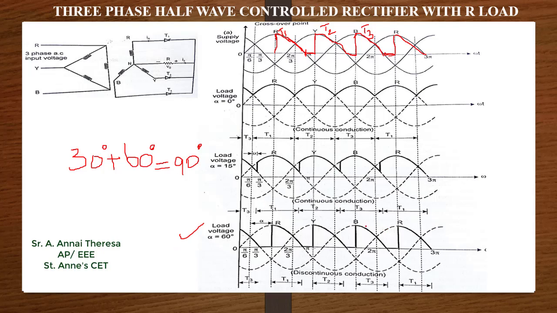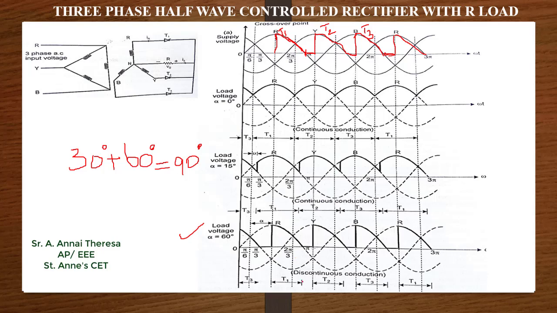I hope you understood the concept. For alpha equal to 60 degrees, that means 60 plus 30, 90 degrees, we are triggering the thyristors at 90 degrees. The phase which is maximum, the thyristor connected in that phase is triggered: for R phase T1, Y phase T2, B phase T3. The corresponding voltage appears across the output.